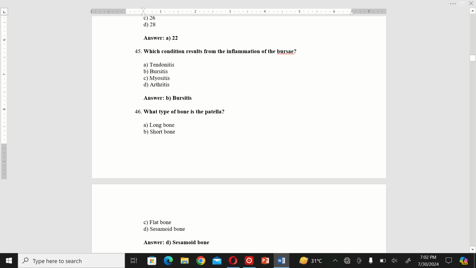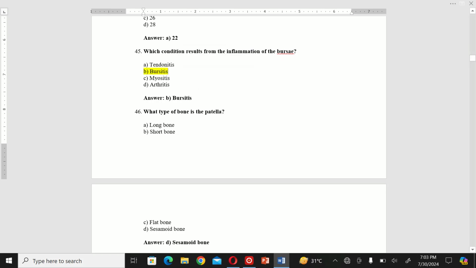The next MCQ is which condition results from the inflammation of the bursa? A. Tendinitis, B. Bursitis, C. Myositis, and D. Arthritis. So the correct option is B.